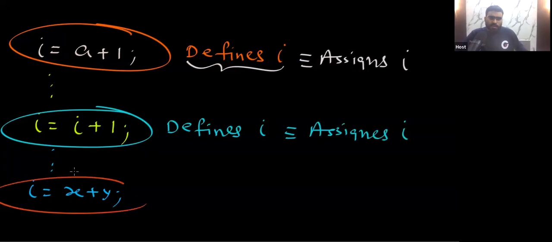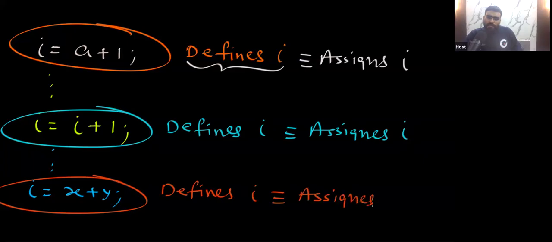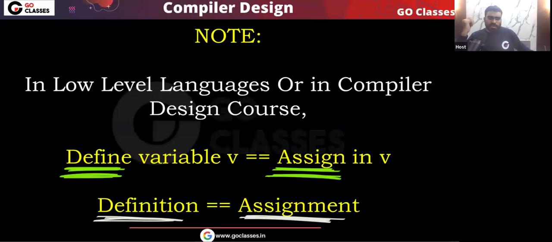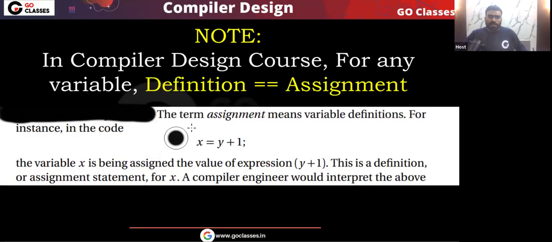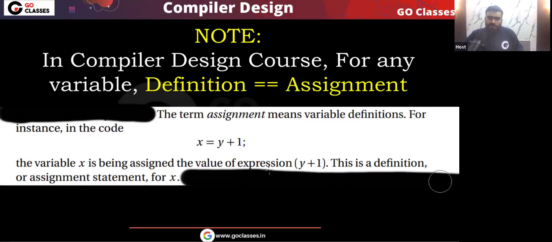What about this one? I will say this instruction defines i, and I will also say this instruction assigns i. Is this clear? So these words are synonyms of each other. Let me know, did you understand? Defining a variable is the same as assigning a variable. Define, assign: these two things are the same, synonyms of each other. I hope you understood. So very simple, the term define is the same as the term assignment. The term assignment means variable definition.